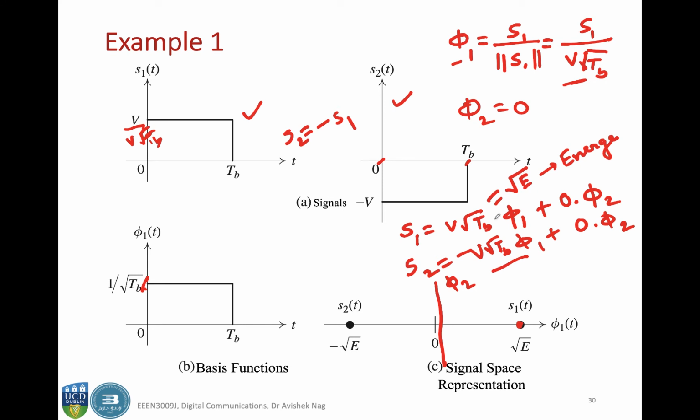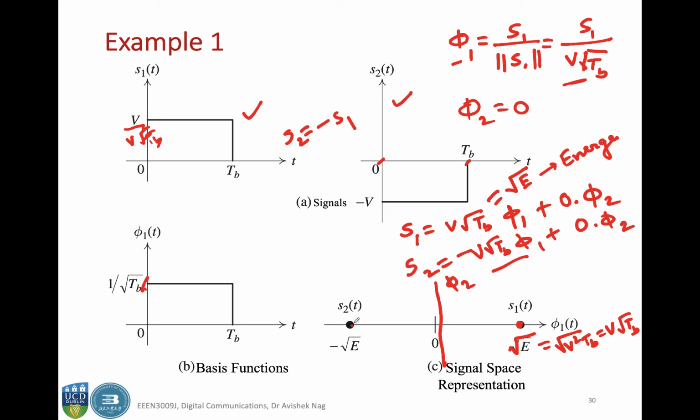So you can write the amplitude of S1 as square root of E. This is the same as square root of V square TB, or V root TB. And for S2 you have the same amplitude but in the negative direction, so minus square root of E, which is the same as minus V root TB.